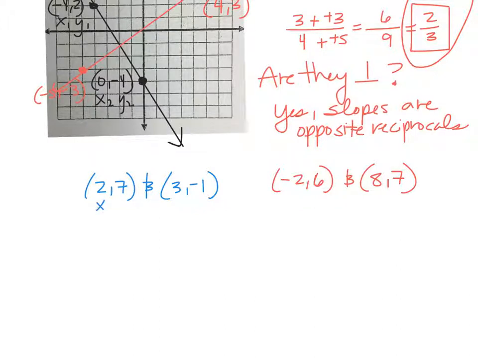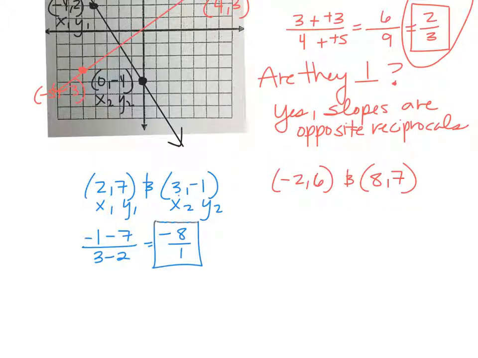So we're going to do, and if it helps you, you can label it. This would be x1, y1, and x2, y2. Or you could flip those. x2, y2, and x1, y1 is fine also. So you would do negative 1 minus 7 over 3 minus 2, which would be negative 8 over 1. And you can just leave it at that, really. If you want to just call it negative 8, that's fine too.